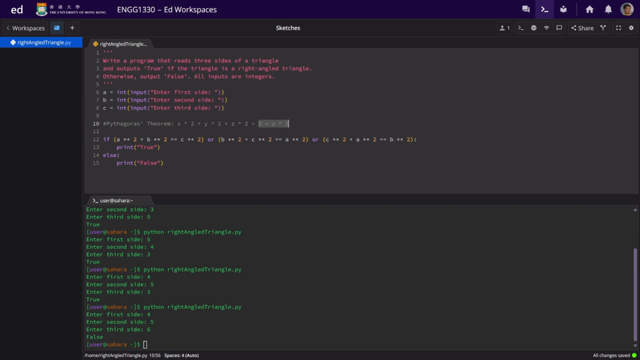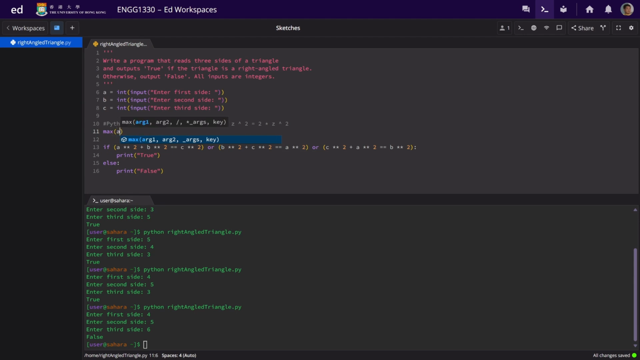And the right-hand side, we only need to determine which of a, b, c is the largest. And fortunately, we have one function for that. That is the max function already given to us. So we only need to input what we want to compare in here. And this expression would output the largest of a, b, and c.